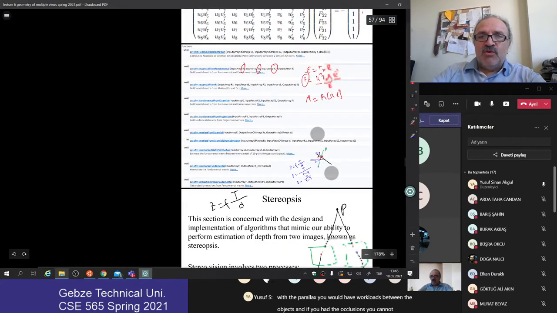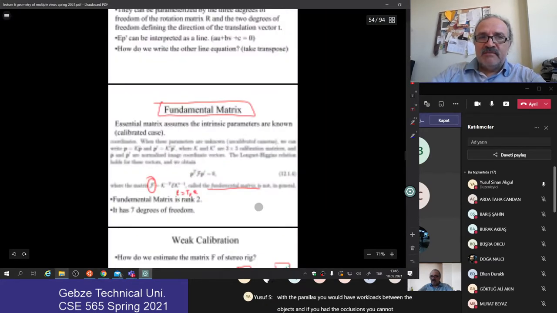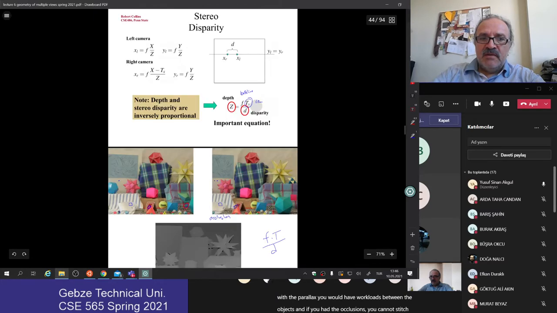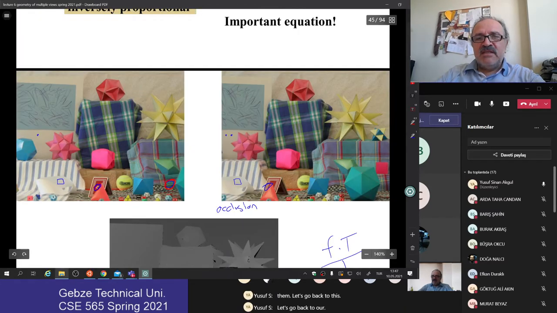Let's go back to this. Let's go back to our image that we like so much. Okay, can you stitch these left and right images? Is it possible to stitch them?